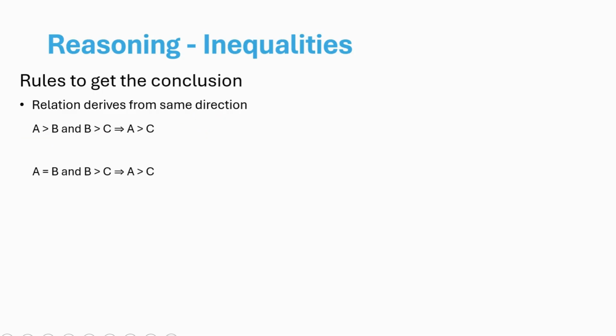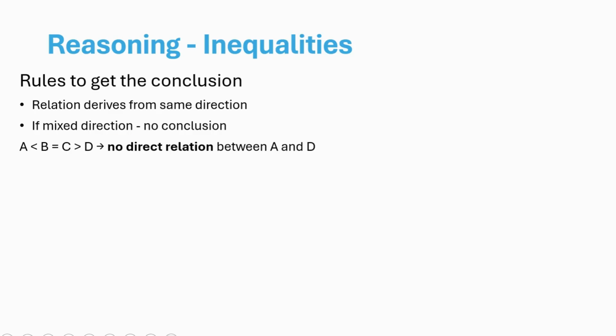Similarly, if A is equal to B and B is greater than C, then we can definitely derive that A is greater than C. Why? Because B is greater than C, so we can replace B with A, so it becomes A is greater than C. So both are in the same direction. Here, see, these signs are in the same direction. And the second rule is, if there is a mixed direction sign, then there is no conclusion.